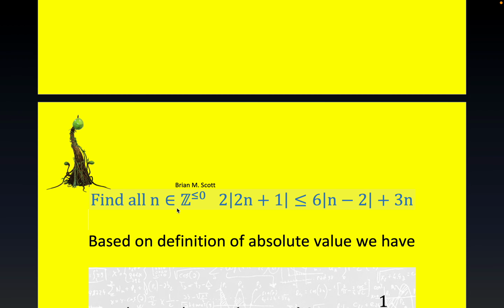Brian M. Scott for making me aware of this notation. The superscript notation really just means the non-positive integers.